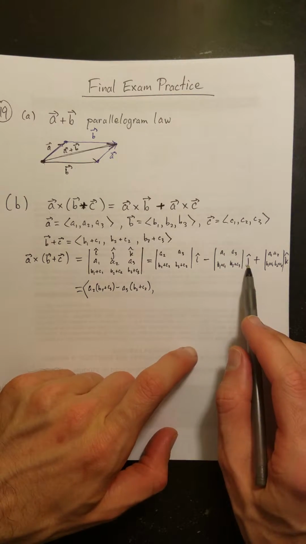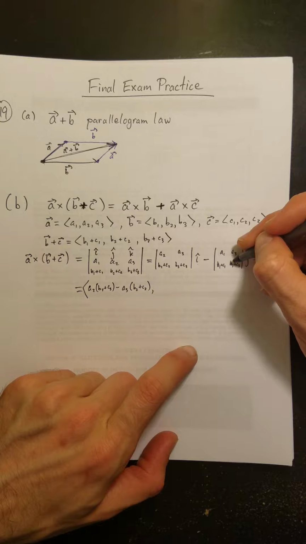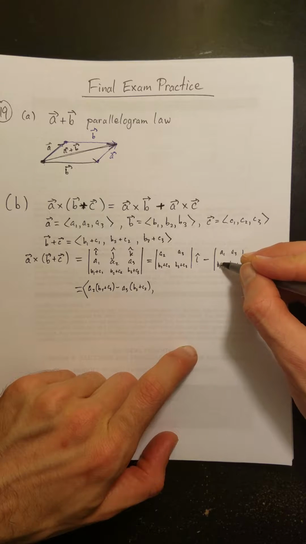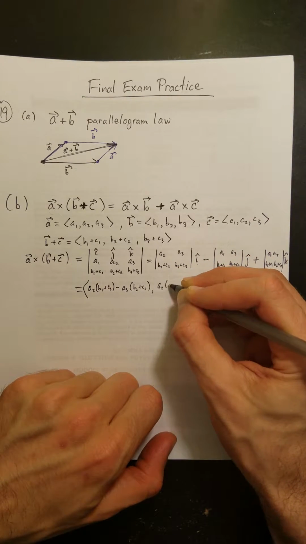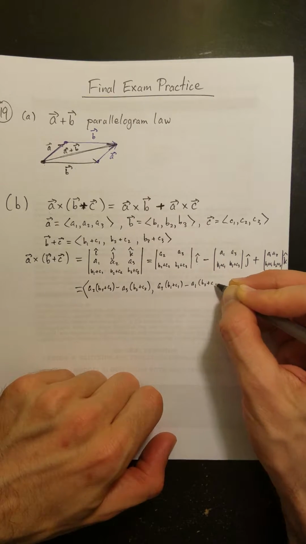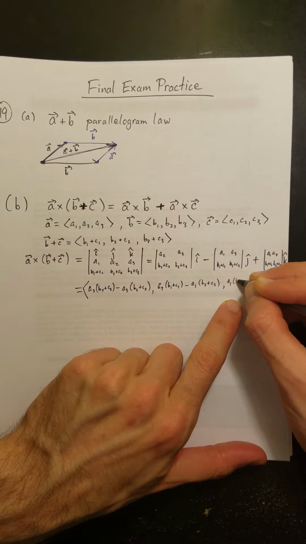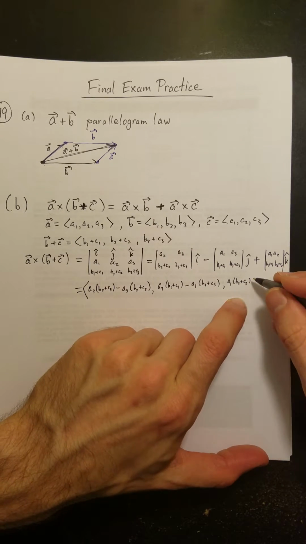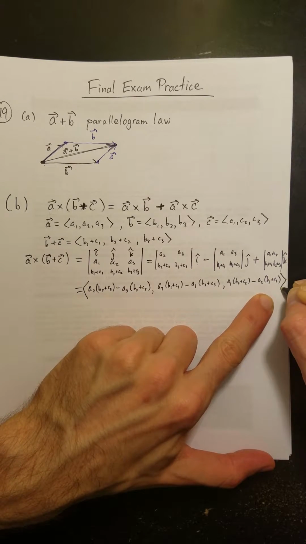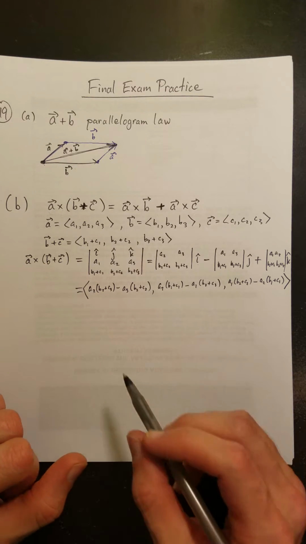my coefficient on the standard basis vector j is going to look like negative a1 times b3 plus c3 minus a negative a3 times b1 plus c1. So I'll write it as a3 times b1 plus c1 minus a1 times b3 plus c3. Okay, and then the third component is going to come from a1 times b2 plus c2 minus a2 times b1 plus c1. Okay, so those are the components of our cross product a cross b plus c.